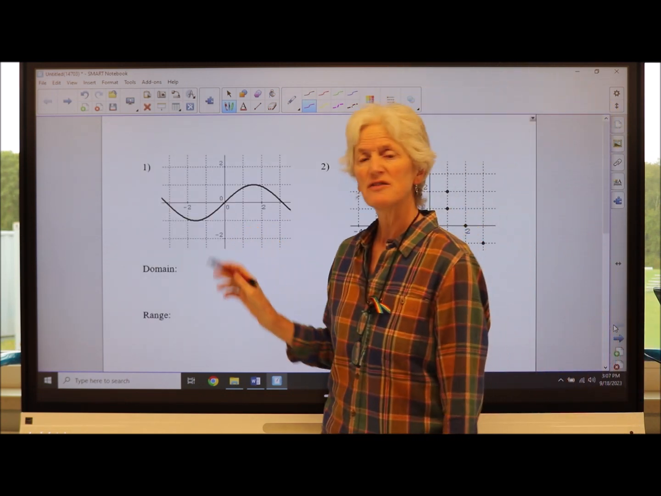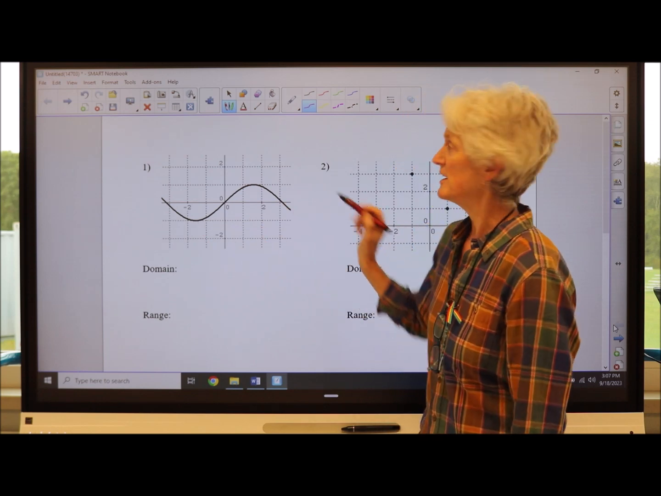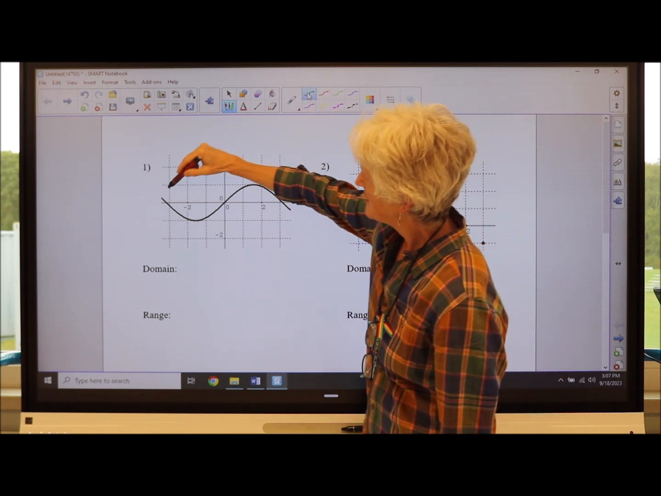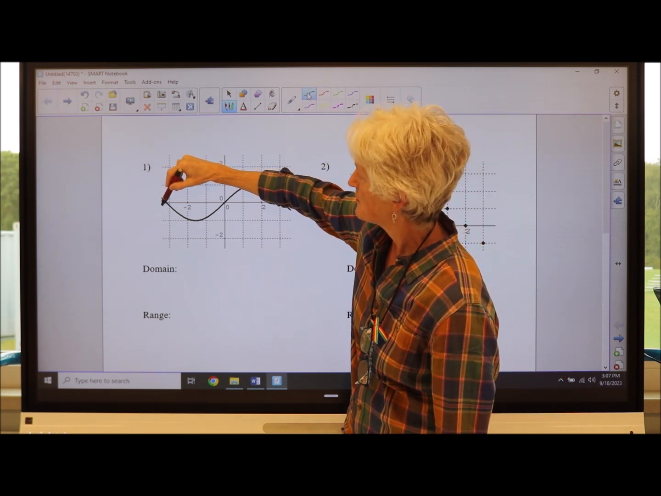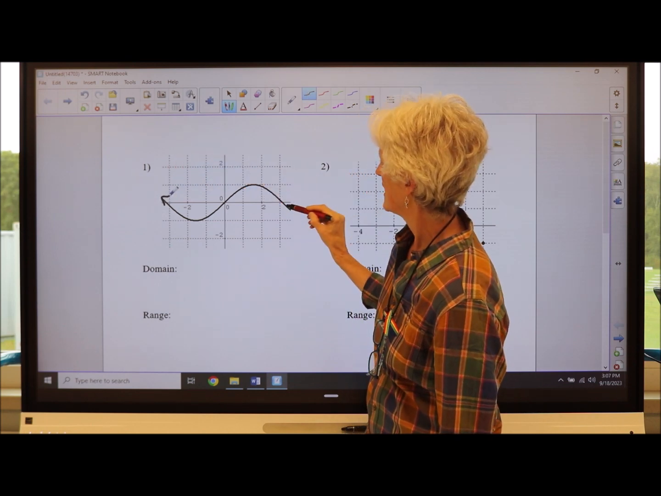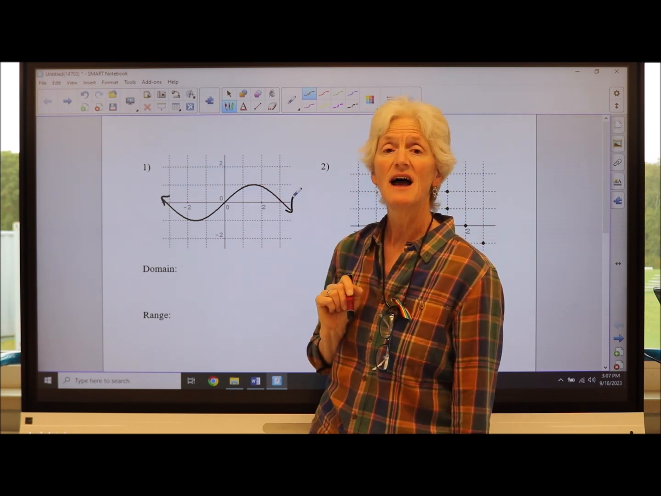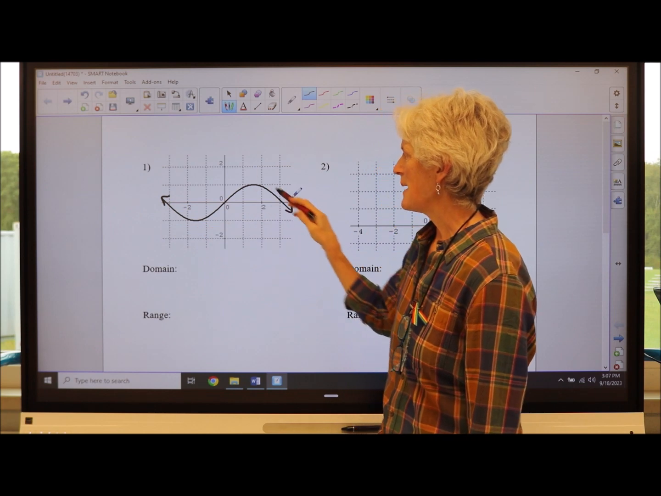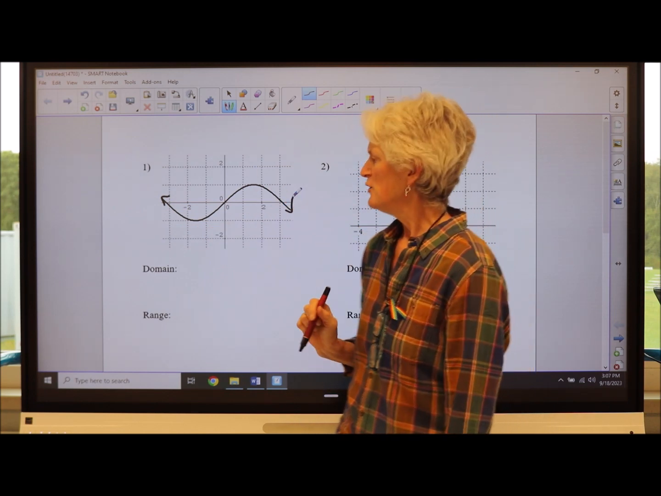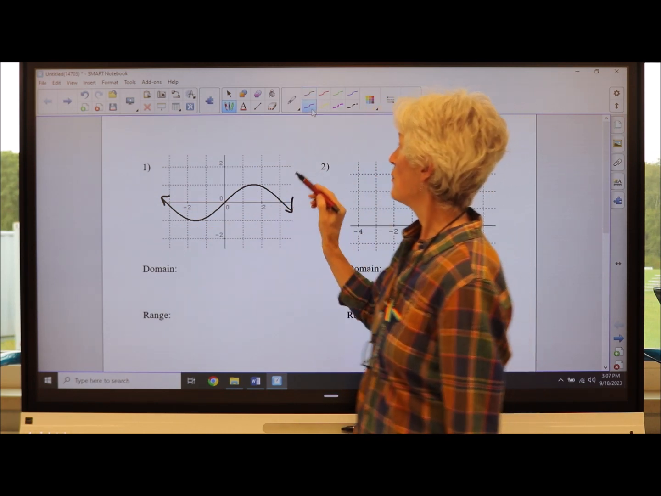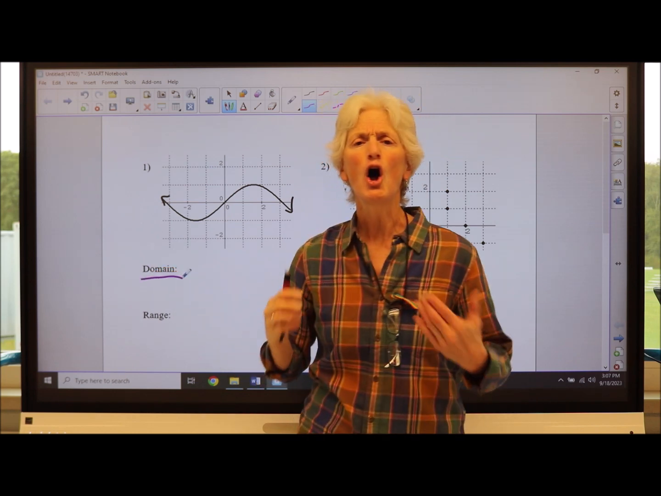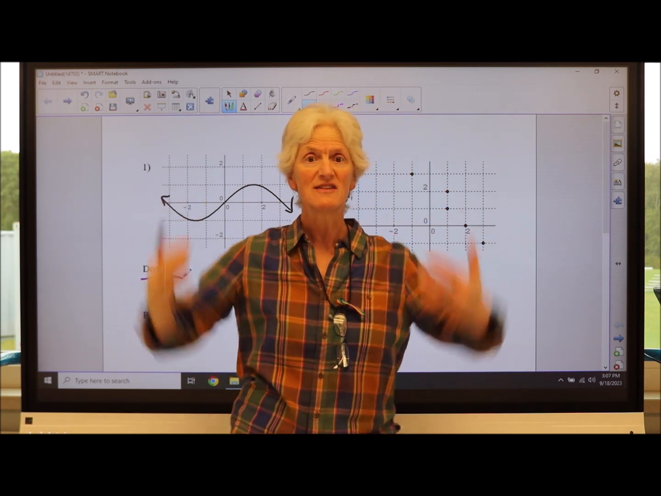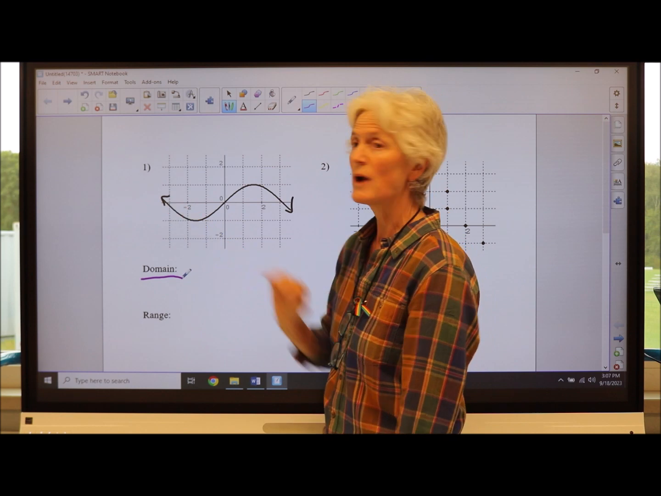All right, let's look at this first lovely function here. Whenever a function goes to the end of the page, you can imagine that there are little arrows there, that it goes on and on in kind of the same capacity. So let's first look at the domain. Remember, the domain are all the x values that get to participate in this graph.